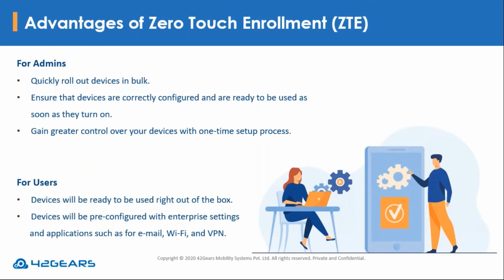Now let's talk about the users. How do they benefit from ZTE? First and foremost, the user gets a device that is ready to be used right out of the box. And as the device gets configured as it is turned on, ZTE's method of deployment provides a seamless and native experience to the users. Once the device is unboxed, the ZTE policy gets applied, which means that the enterprise settings get configured. Applications such as those for email, Wi-Fi, and VPN also get configured.